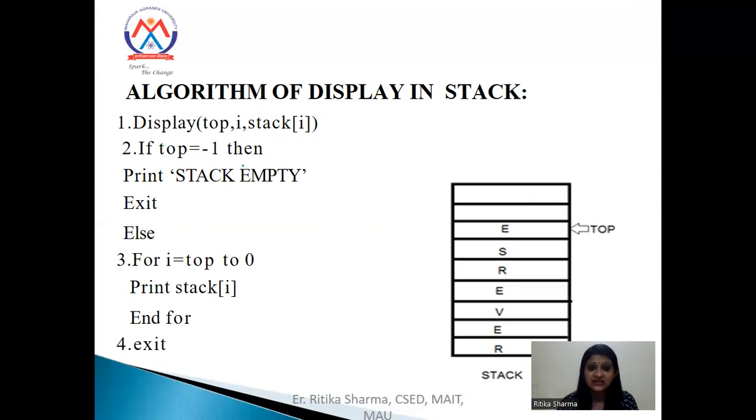Again, we have to check whether there is an element present on the stack or not. If top is equal to -1, it means stack underflow. There is no more element to delete from the stack or to access from the stack. If the condition fails, we will move to step 3. Now here we will set I equal to top down to 0, and we will decrement I by 1 and access the elements one by one and print the elements of the stack.